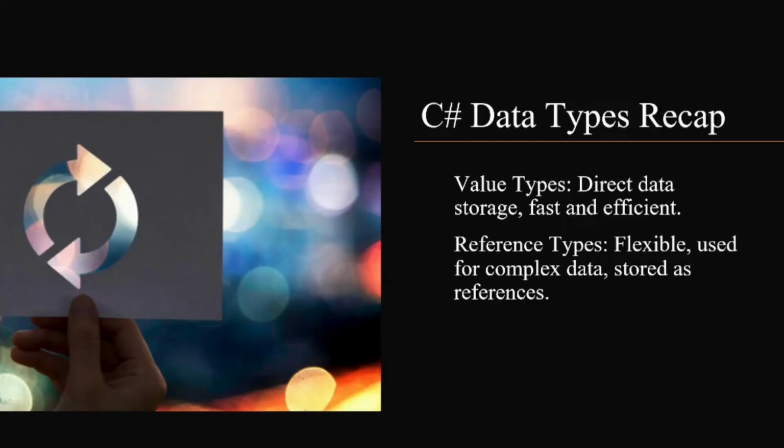Now let's recap what we covered. We talked about value types which store data directly in memory and are best for simple data types like integers, floats, booleans and characters. Then we dove into reference types which store references or pointers to data in memory, giving you more flexibility for complex data handling. Understanding the difference between these two is essential because it helps you to use memory efficiently and avoid unexpected bugs. Next time, when you declare a variable, you'll know exactly what's happening under the hood.